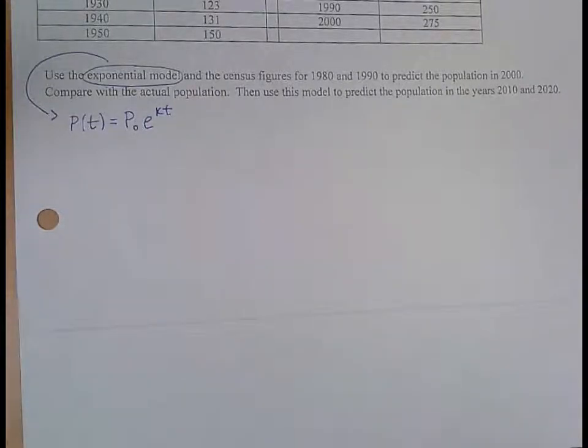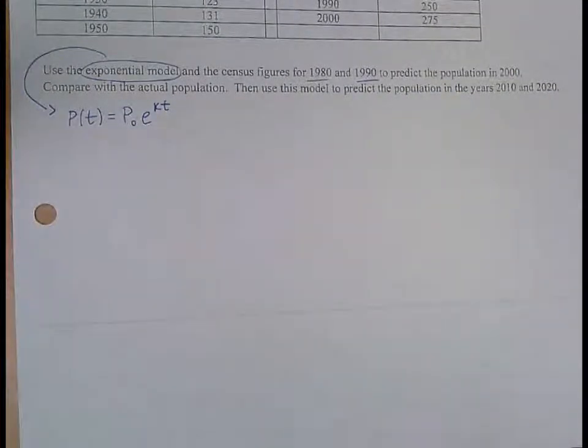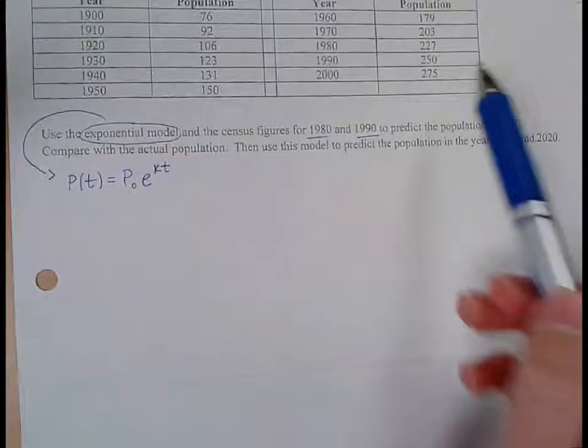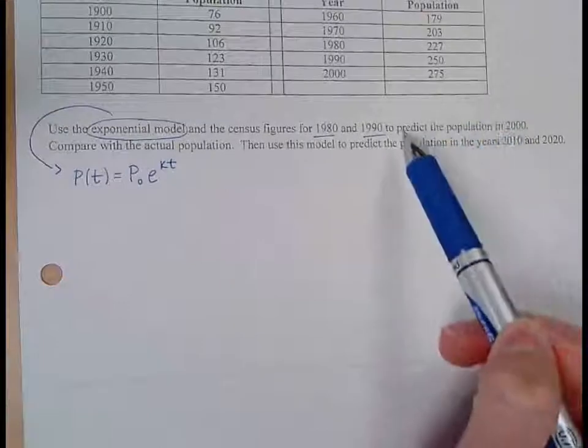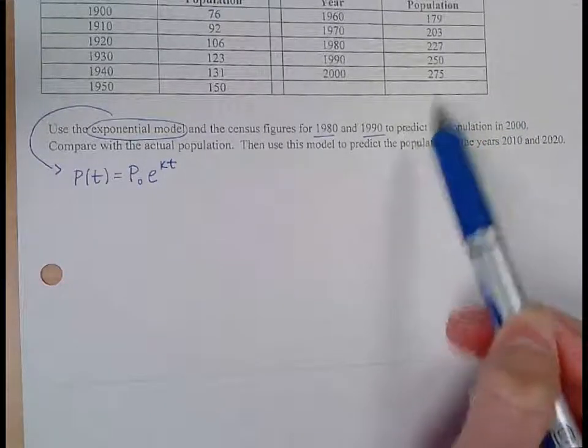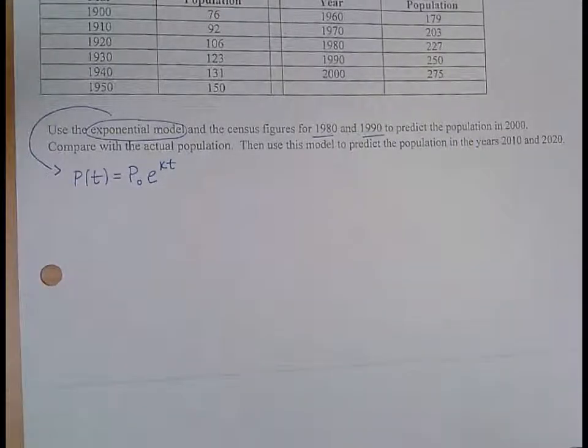But so the exponential model, this is what they're talking about, that model that we talked about for exponential growth and decay examples applied to population here. So we're using this model and the census figures for 1980 and 1990 to predict the population in 2000. They do give the population in 2000, so the predicting in 2000 is to see how accurate the model is to actually getting 275 million for the population.